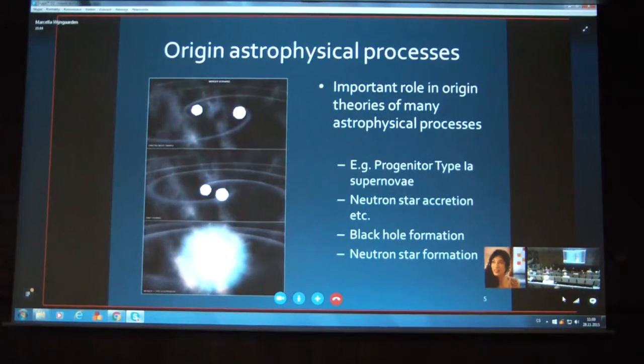So the next reason why binary star systems are interesting is because they play an important role in many theories of interesting astrophysical processes. For example, they are the originator of type 1a supernovae. Also an interesting process is neutron star accretion, which happens in binary star systems. They play an important role for black hole formation and also neutron star formation. You can see an example here on the slide.